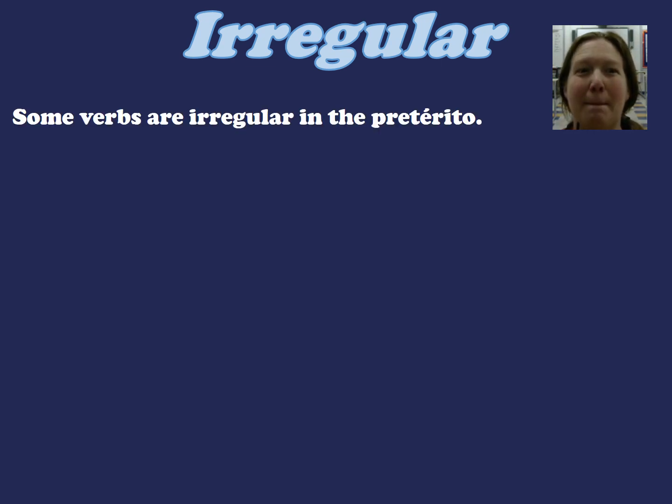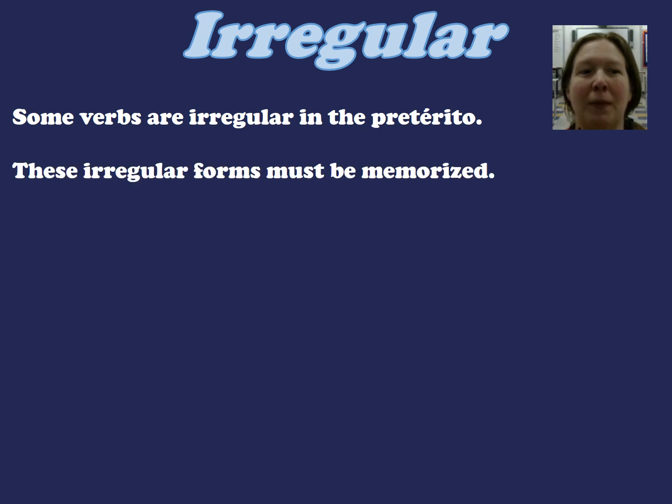So now let's get to the irregular preterite. Some verbs are irregular in the pretérito, just like some verbs are irregular in the present and some verbs are irregular in the futuro simple. These irregular forms have to be memorized. That's what it means to be irregular, that it doesn't follow the normal pattern. You're going to have to memorize how to use these verbs.